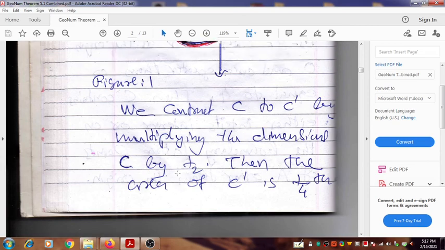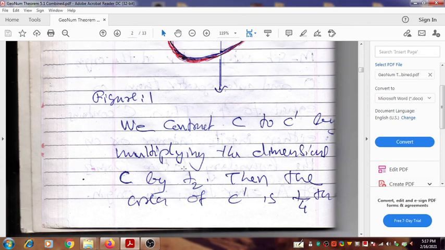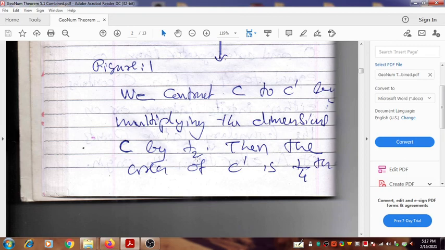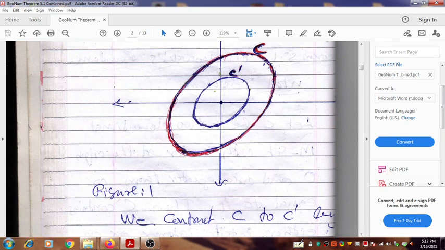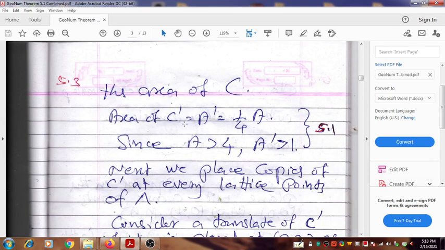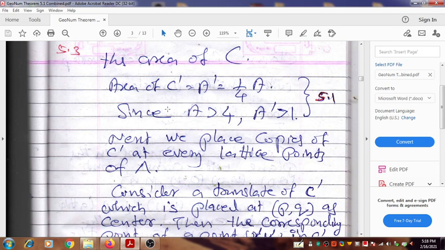Then what happens to the area of C dash compared to the area of C? It will be a multiple of 1/4. It becomes 1/4 of the area of the original given M set. So area of C dash, A dash, equals A divided by 4. We know that A is greater than 4, so A dash must be greater than 1. This is equation 5.1.